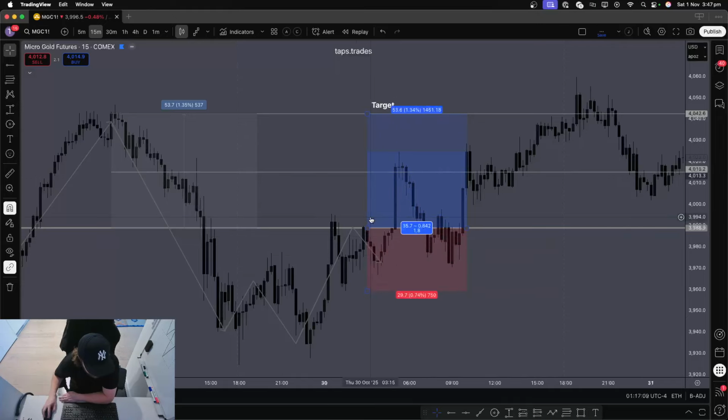So price doesn't break this swing low. Here, it doesn't break this swing low. So at which point what I'd probably be doing, again, as price has swung back up again, remember we entered here, as price has swung back up again, I'd be moving my stops to this swing low.